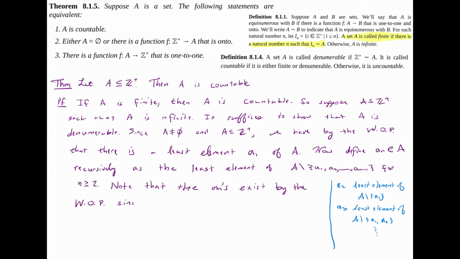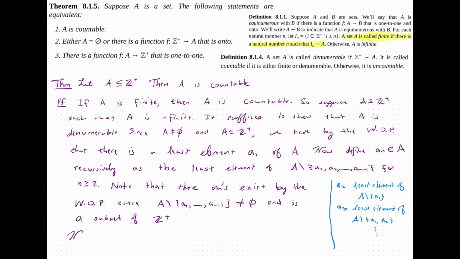Since A minus A1 and A sub n minus 1 is non-empty and is a subset of the positive integers. And so now that we have these elements A sub 1, A sub 2, A sub 3, and so forth defined, now we can construct a function.